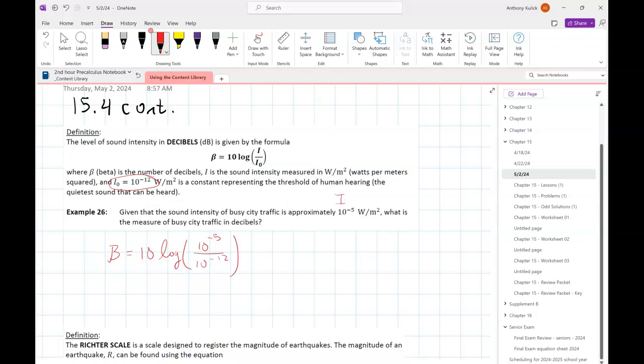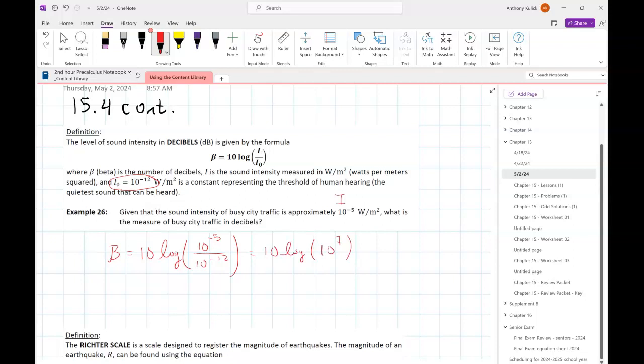So there's me filling things in, right? What do I do at this point? Yeah, I could just type it in my calculator, right? Or I don't really need a calculator to do this one. What is 10 to the negative 5th divided by 10 to the negative 12th?